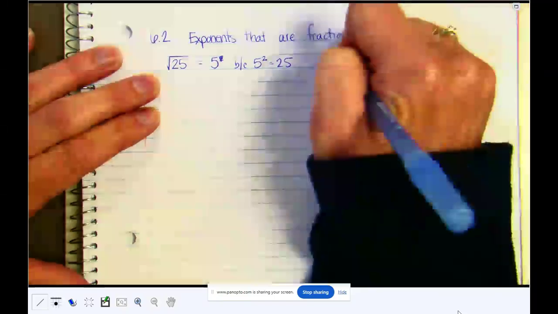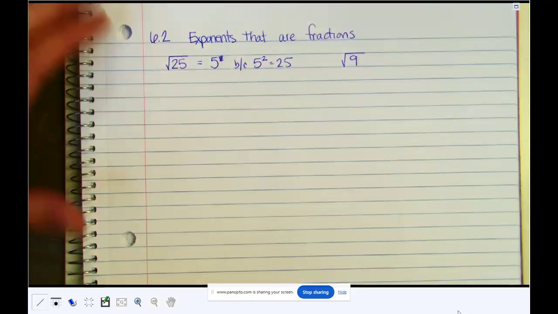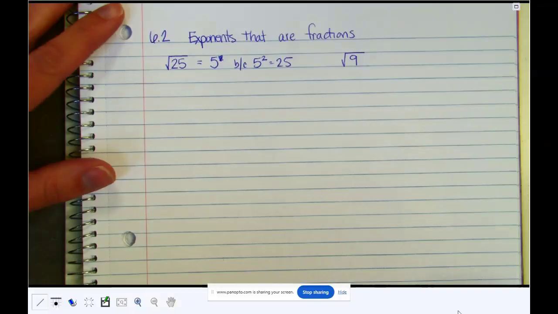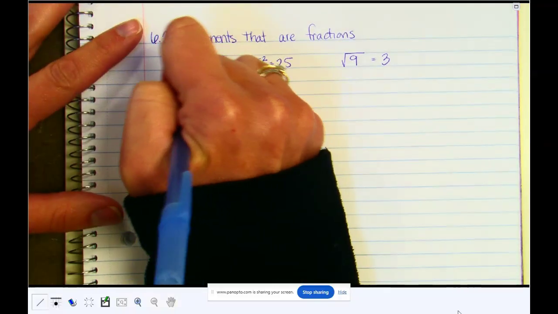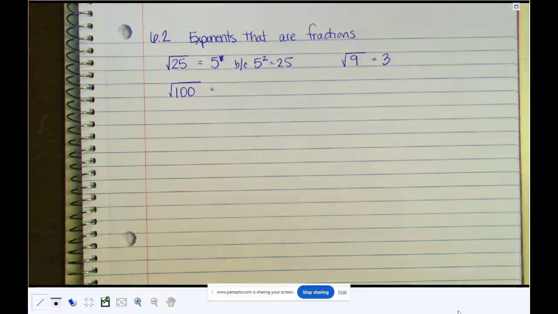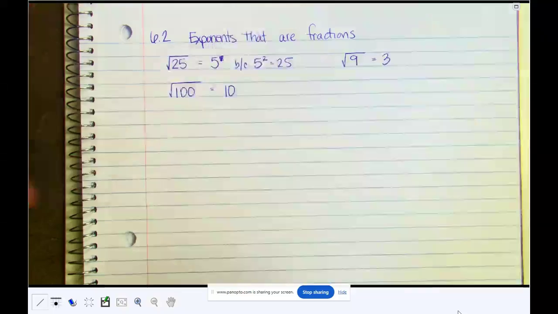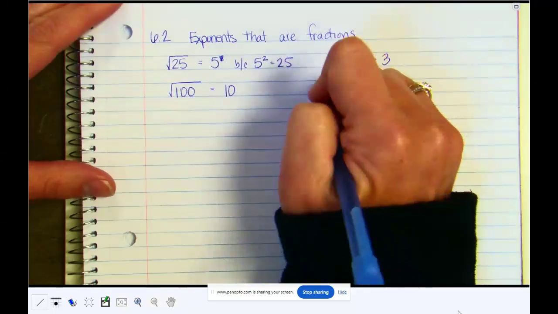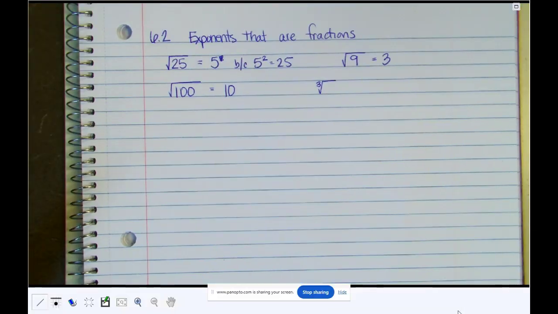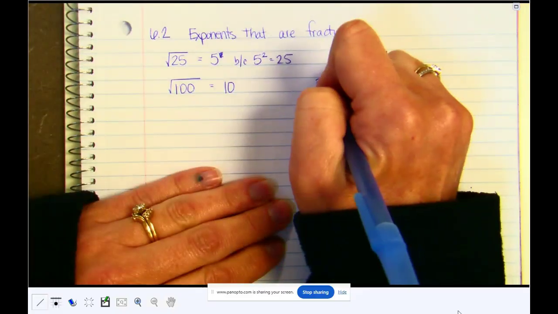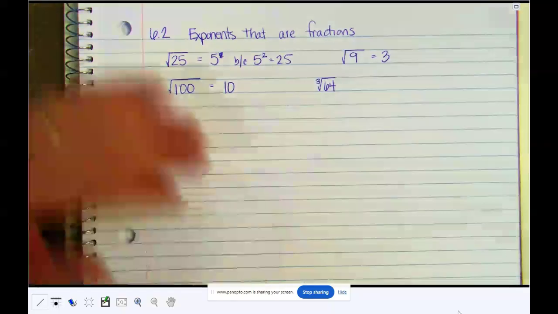Okay, so what about the square root of 9 then? 3. Okay, now, how about the square root of 100? Yep. Now, there is something also called a cube root. A cube root is what times itself 3 times, something cubed that equals that number. So we'll see if you can come up with this. And if you need your calculator to guess and check, that's fine.